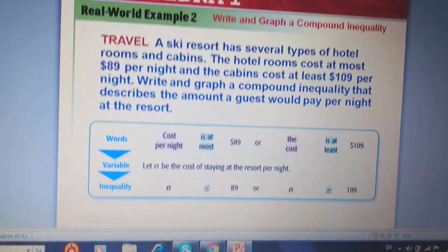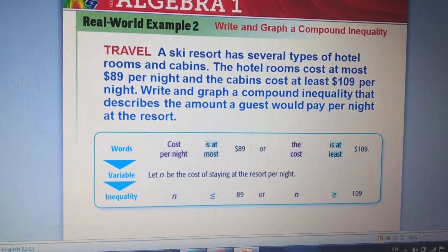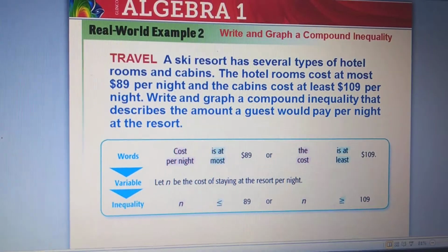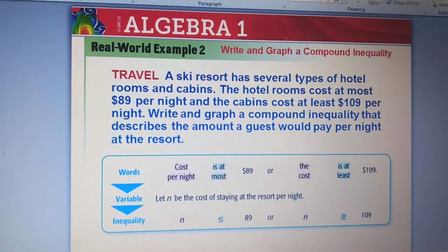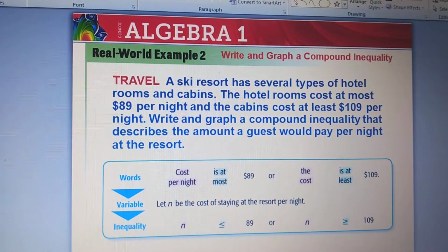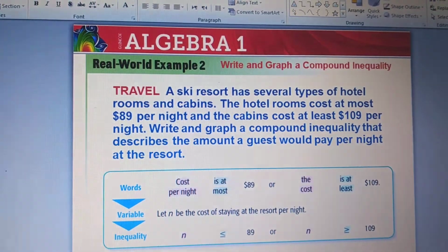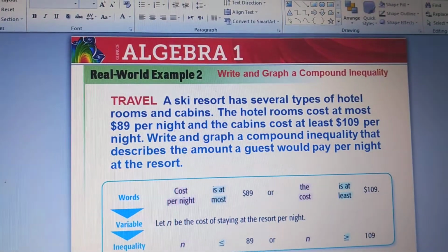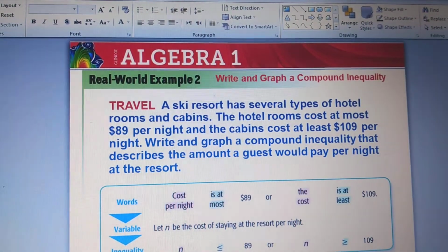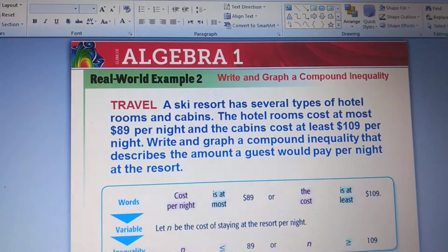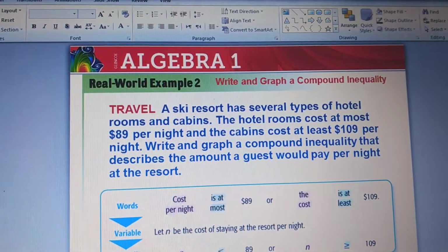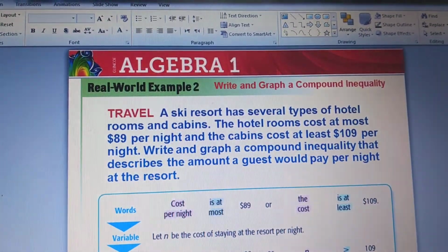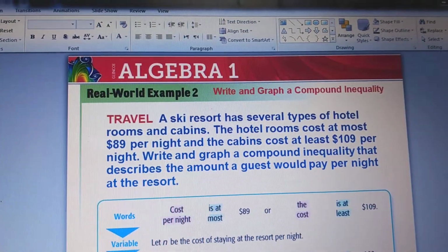Now we will look at how we solve a problem solving question. In this problem, a ski resort has several types of hotel rooms and cabins. The hotel rooms cost at most $89 per night and the cabins cost at least $109 per night. Write and graph a compound inequality that describes the amount a guest would pay per night at the resort.